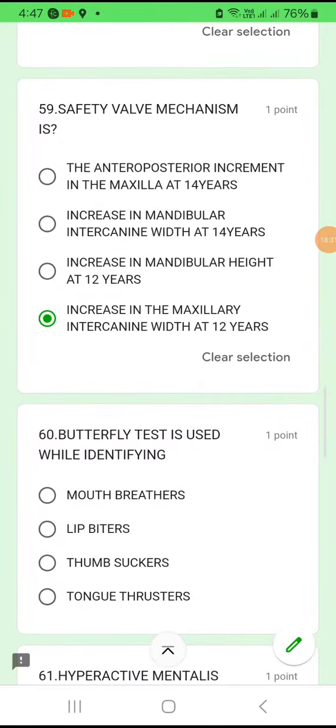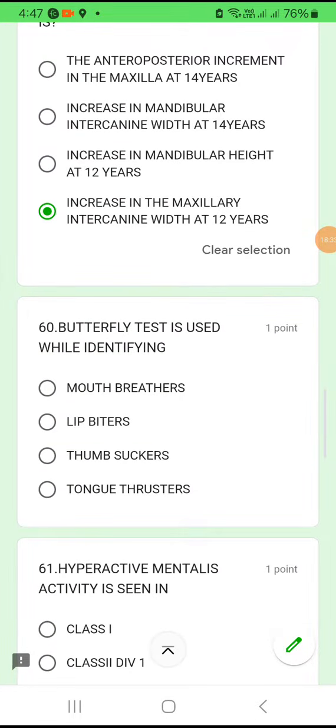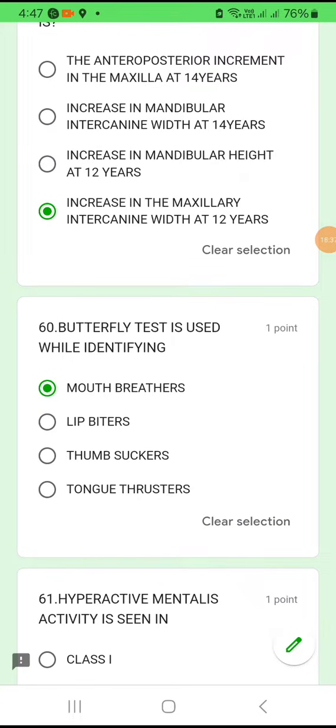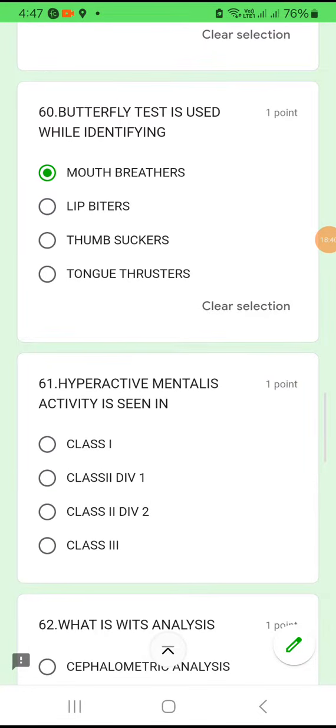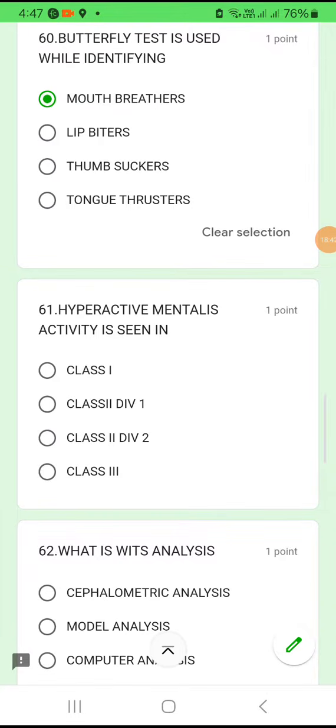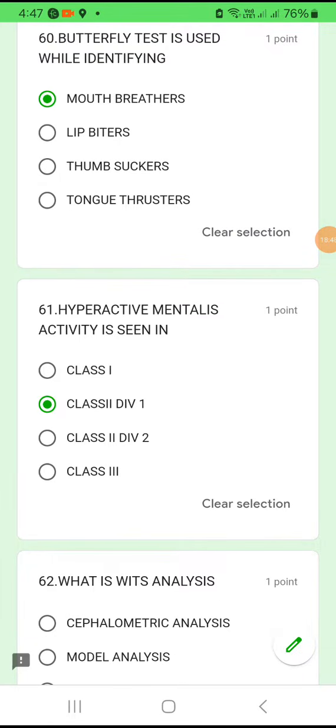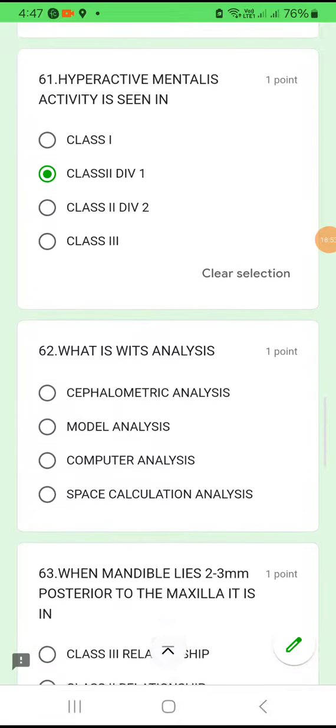Okay. Question number 60. Butterfly test is used while identifying mouth breathers. Very easy question and answer. Butterfly test is used to identify mouth breathers. 61. Hyperactive mentalis activity is seen in class 2 division 1 or 2? It is seen in class 2 division 1. Okay. Hyperactive mentalis activity is seen in class 2 division 1.